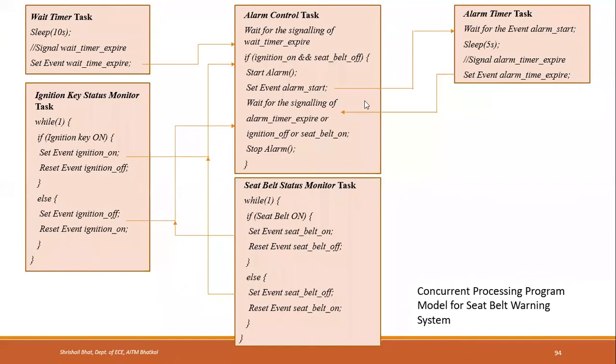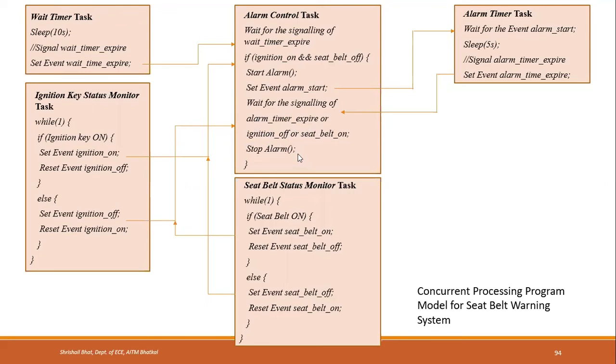So apart from alarm timer expire, for stopping the alarm, it is not the alarm timer only that we are considering. We are going to check whether the ignition key becomes off or the seat belt is worn before the alarm time expires. So we have to wait for these three events. So in alarm control task, before stopping alarm, we are waiting for the signaling of alarm timer expire, or ignition off, or seat belt on, right? So if any of these three things is satisfied, then we are going to stop the alarm, right?